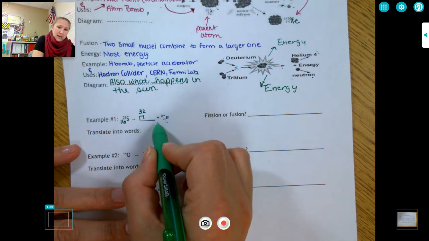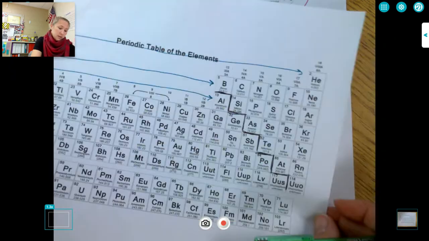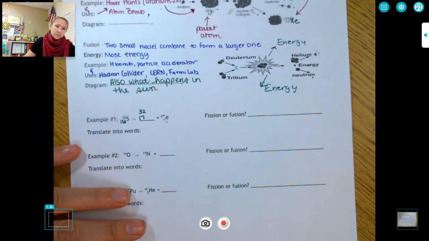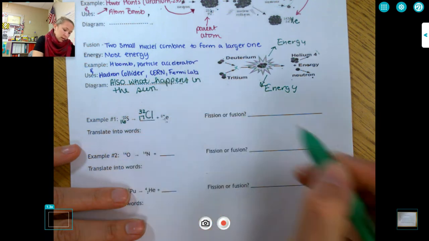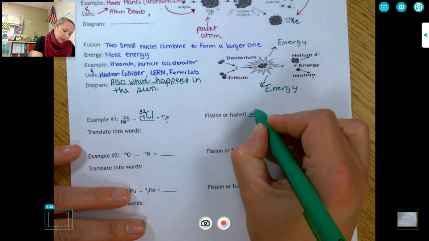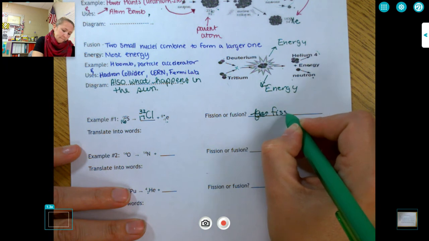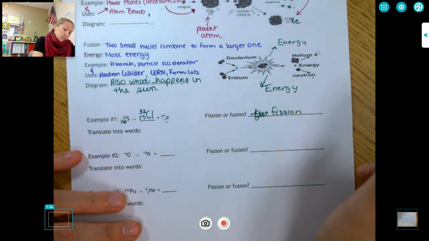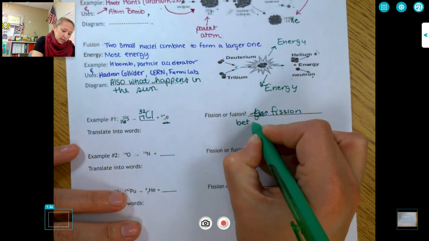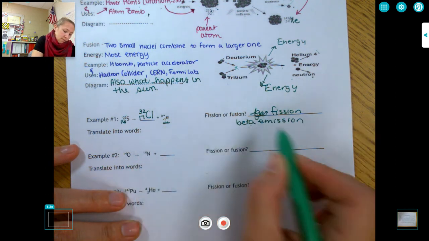To figure out what element I have here, I look to the periodic table and figure out what is element number 17. On my periodic table, element number 17 is chlorine, Cl. So I write Cl. That was one atom splitting into smaller atoms. So we say that that is fission. Because we have splitting. Specifically, it is giving off a beta particle. So we say beta emission, because it is giving off a beta particle.